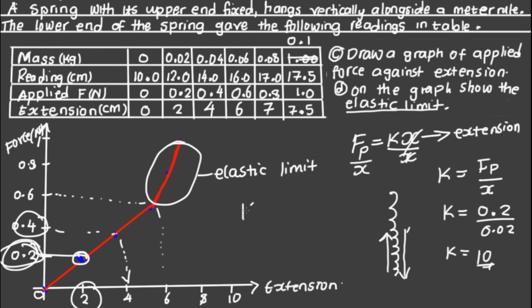So let's try another one. Let's say we use 0.4 divided by 0.04, we still get 10. That's why it is called constant, because at this point here, K will be the same. Now if you find the constant at this point, the constant will reduce. As K is reducing, the extension is also reducing. Therefore, the stiffness of a spring depends on the constant K.